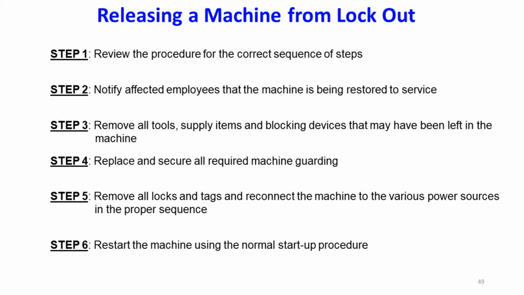Step number 1, review the procedure for the correct sequence of steps. The correct sequence might surprise you. Step number 2, notify affected employees that the machine is being restored to service. Step number 3, remove all tools, supply items, and any blocking devices that may have been left in the machine. Step number 4, replace and secure all required machine guarding. Step number 5, remove all locks and tags and reconnect the machine to the various power sources in the proper sequence. Step number 6, restart the machine using the normal startup procedure.